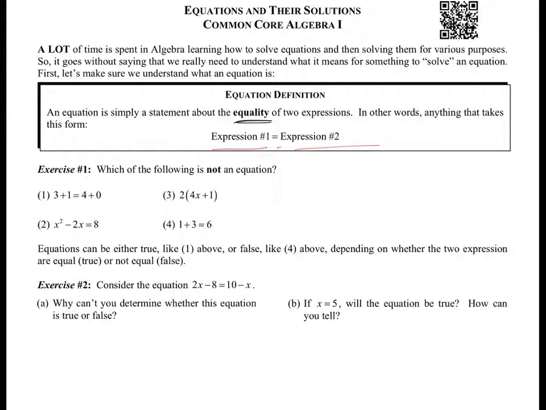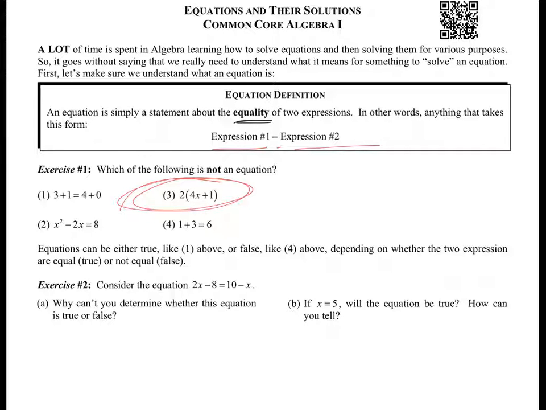So which of the following is not an equation? So really all you're looking for is an equal sign. Number 1 has an equal sign, number 2 has an equal sign, but number 3 does not, and number 4 does. So you're looking through which one has an equal sign.